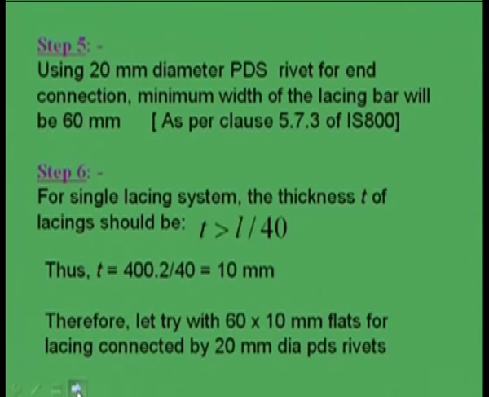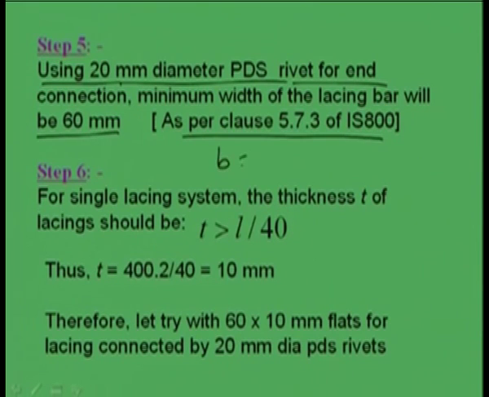Next, what we will do? In the next step, we have to assume some rivet diameter. So, let us use 20 mm diameter of rivet, and let us use power driven soft rivet. So, what we will get? We will get the minimum width of the lacing as per clause 5.7.3 of IS 800 as 60 mm. So, let us use B is equal to 60 mm of the lacing width.